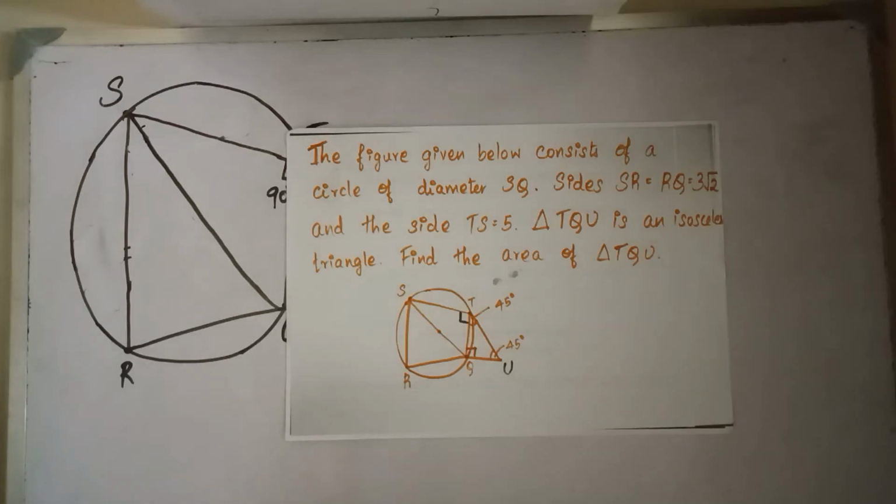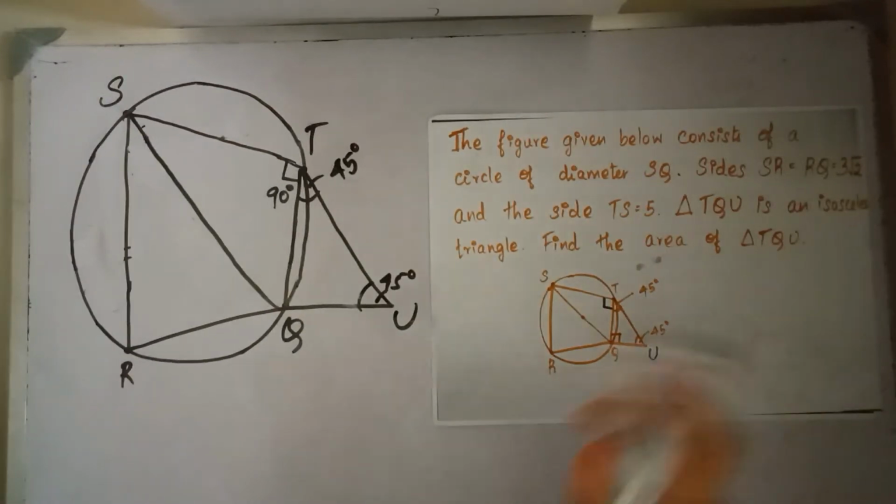Take a look at this problem based on geometry. The figure given below consists of a circle of diameter SQ, sides SR is equal to RQ is equal to 3 root 2, and the side TS is equal to 5. Triangle TQU is an isosceles triangle. Find the area of triangle TQU.